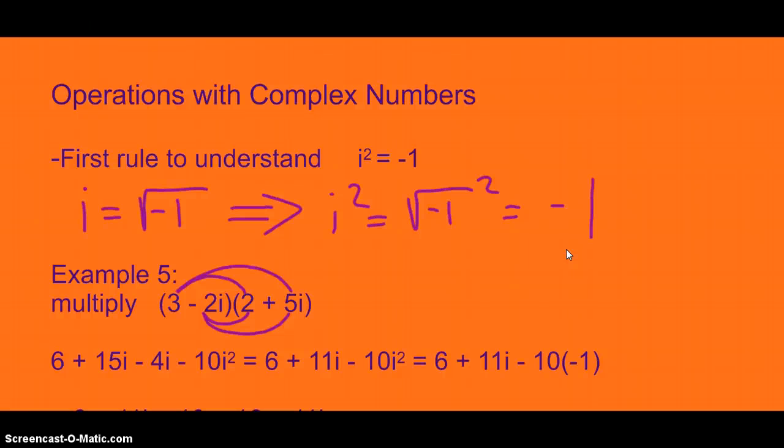Because again, remember, i is a defined value. It is the square root of -1. So therefore, i squared must be -1.